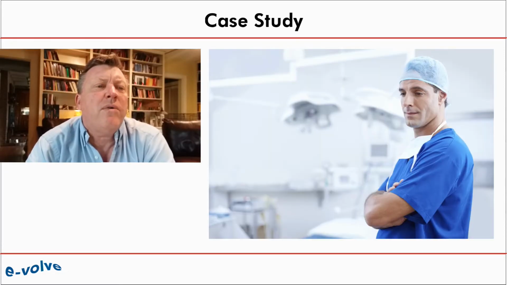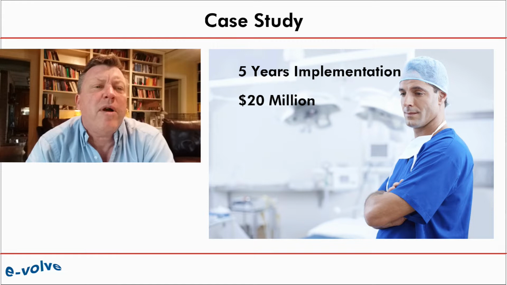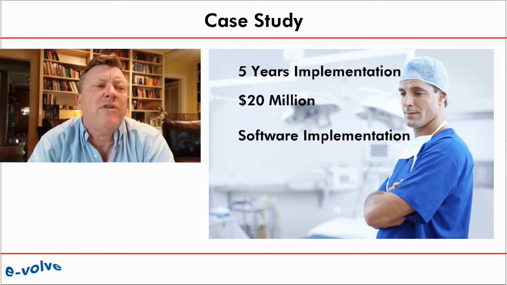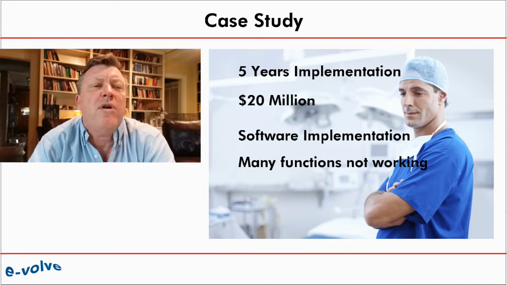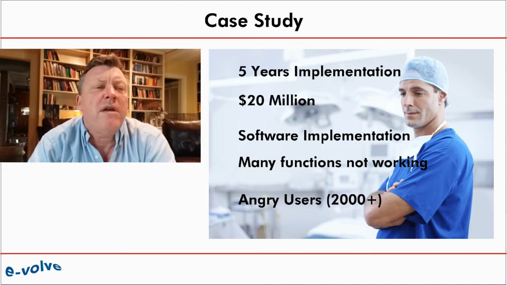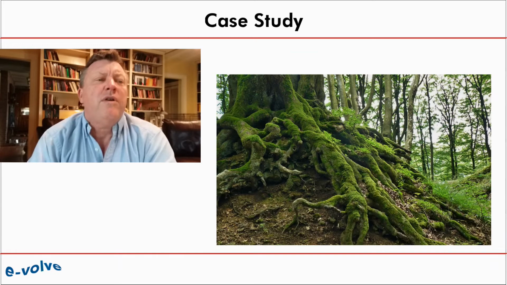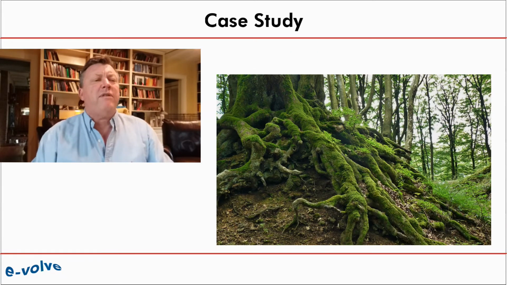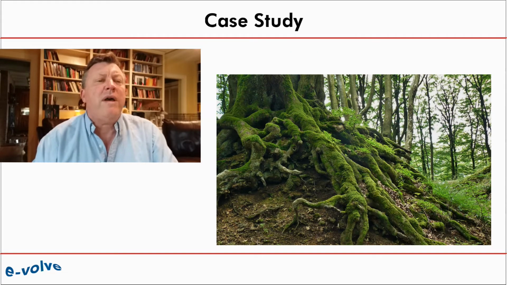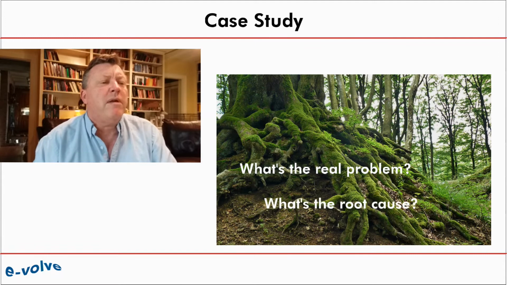A while ago, I audited an enterprise project that had ostensibly failed. They were 5 years and $20 million into a software implementation with really poor results, and many functions were still not working. The client asked me to evaluate their software selection. They wanted to know if they got the wrong software. So to begin with, they were asking me the wrong question. The question should have been, what's our problem? Because software definitely was not the problem.